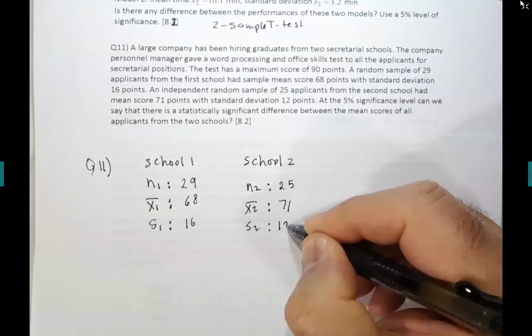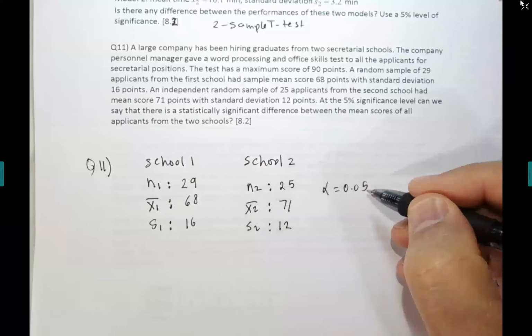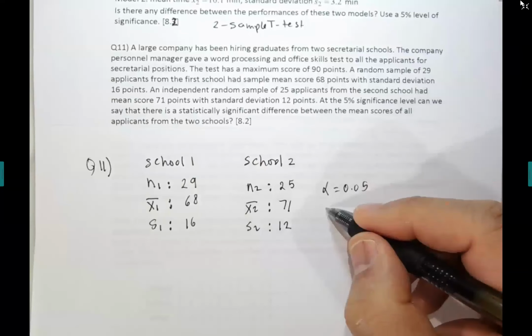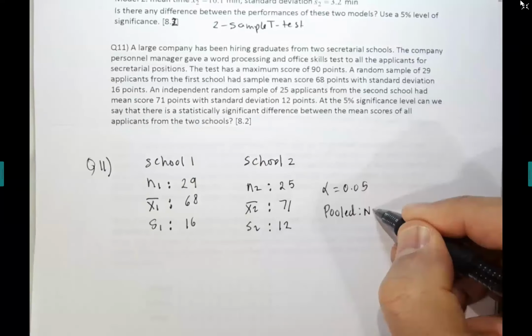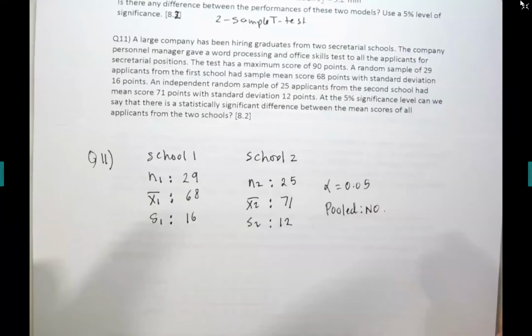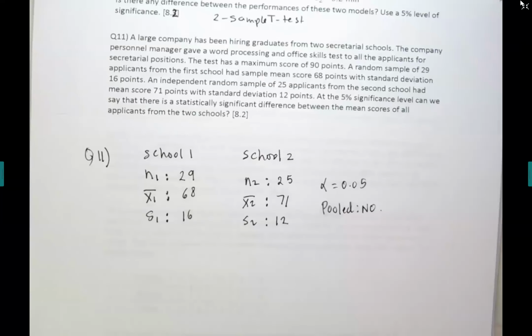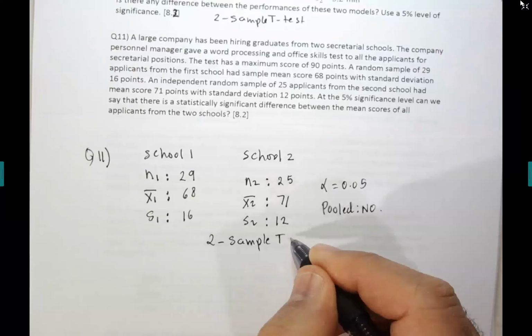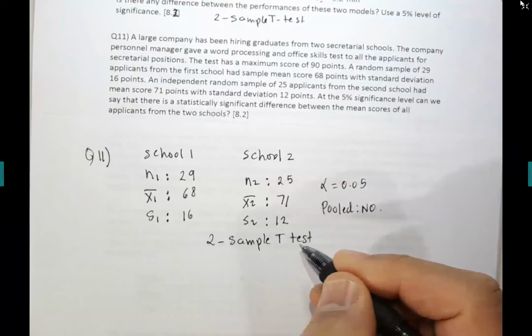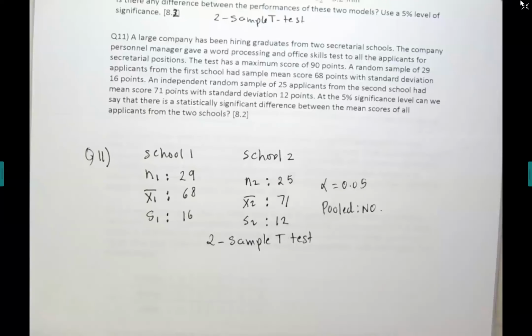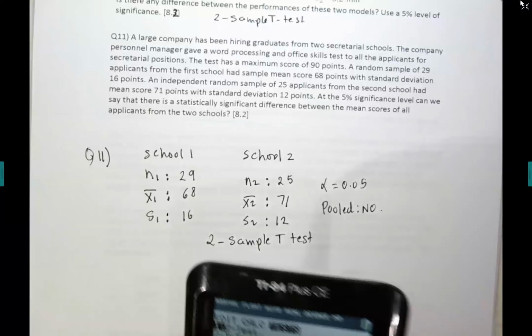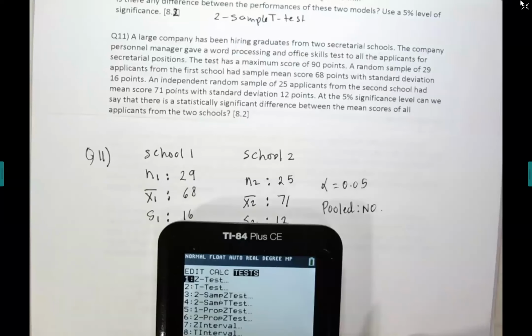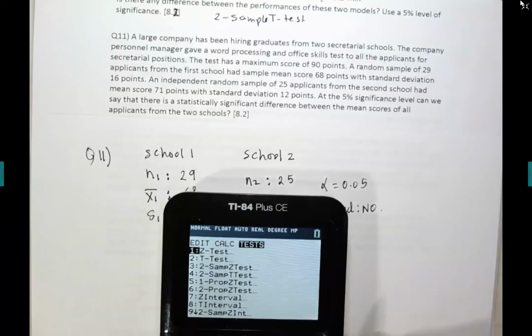Alpha equals 0.05. And we're going to assume that population variances are not equal, guys. So pooled here is a no. Again, you don't have to guess it. By default, it is a no, but I will mention that for sure. So it's a 2-sample t-test. Okay, let's run it together. Stat, tests. And it's gonna be a 2-sample t-test. Number 4, guys. That's the most popular test between chapter 7 and 8.